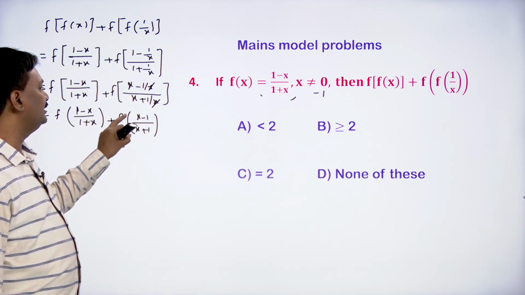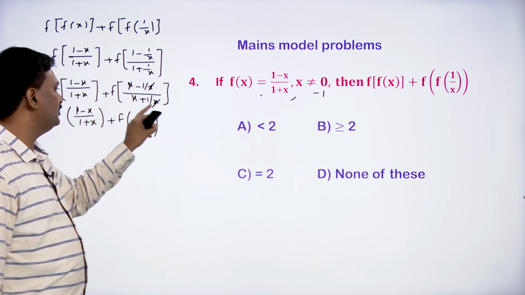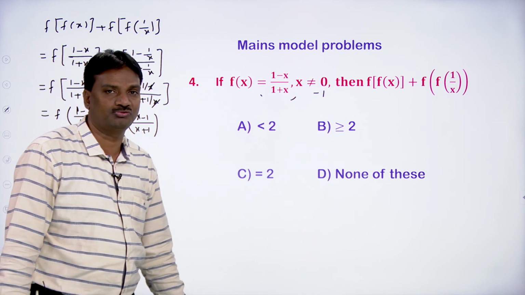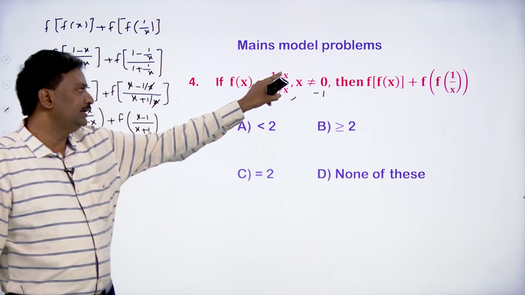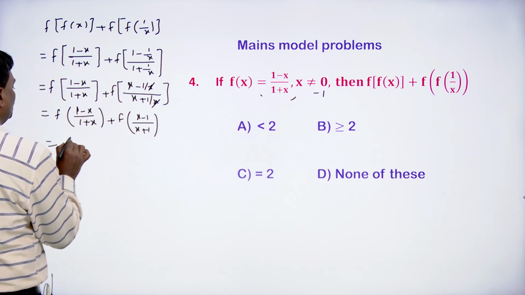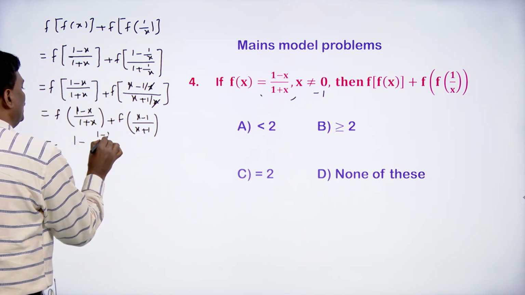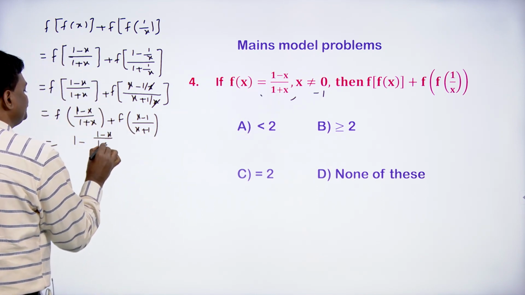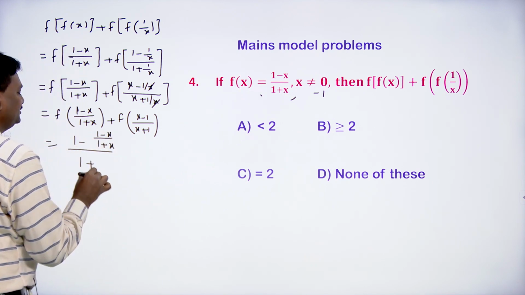Similarly, by comparing f of (x minus 1)/(x plus 1), if f of x in place of x, we have (x minus 1)/(x plus 1). For the first function f of (1 minus x)/(1 plus x), in place of x by writing (1 minus x)/(1 plus x). So that is 1 minus, in place of x, let us write (1 minus x)/(1 plus x). In the denominator we have 1 plus x.